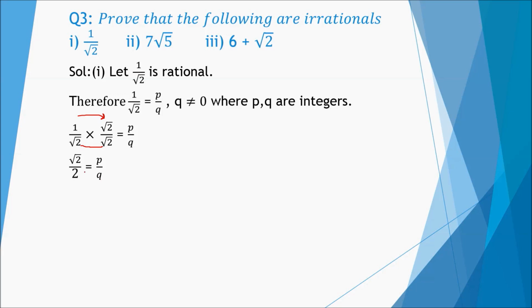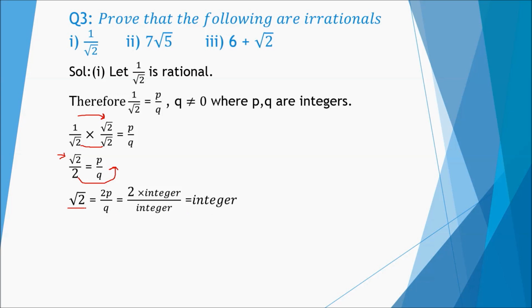So again the same principle, we will isolate this square root term. For this we have to shift this 2 to the other side. It will get multiplied. So square root of 2 is equal to 2p divided by q. Now again p and q are integers, so it will be equal to 2 multiplied by integer divided by integer. So the answer is an integer.